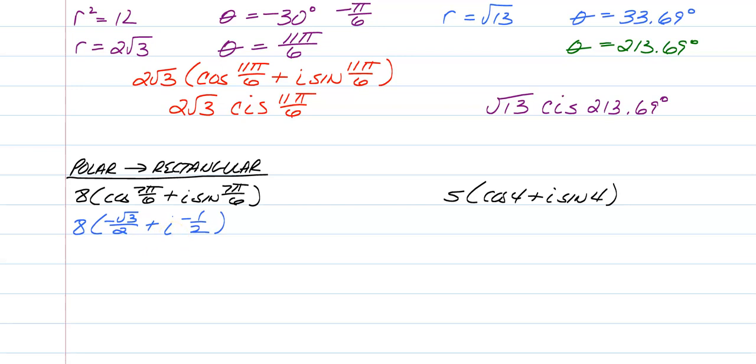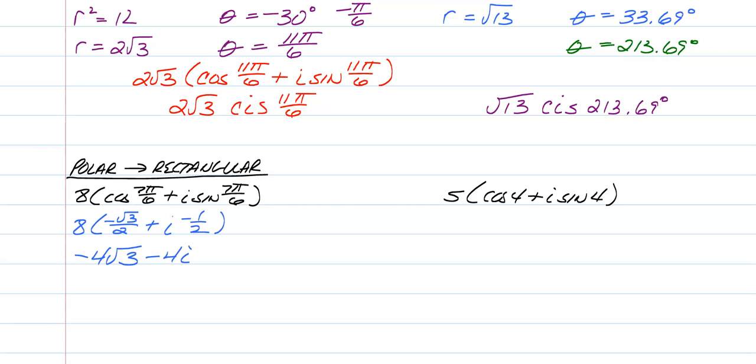So then, from here, you're just going to distribute your 8. So 8 times a negative root 3 divided by 2 is a negative 4 root 3. And 8 times a negative 1/2 is a negative 4i. And you're done. That's it. You are done with that question. So going from polar to rectangular is a very easy thing to do.